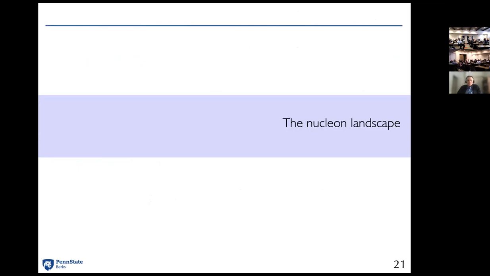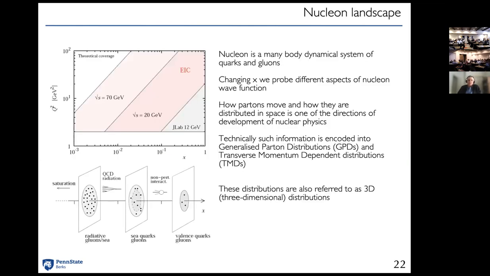So we will study the structure of the nucleon, the nucleon landscape. So what's that? Let us first think about what we study. We study the nucleon, and of course we all know that the nucleon is a dynamical system of quarks and gluons. The number of quarks and gluons is constantly changing. Therefore, it has very complicated dynamics.